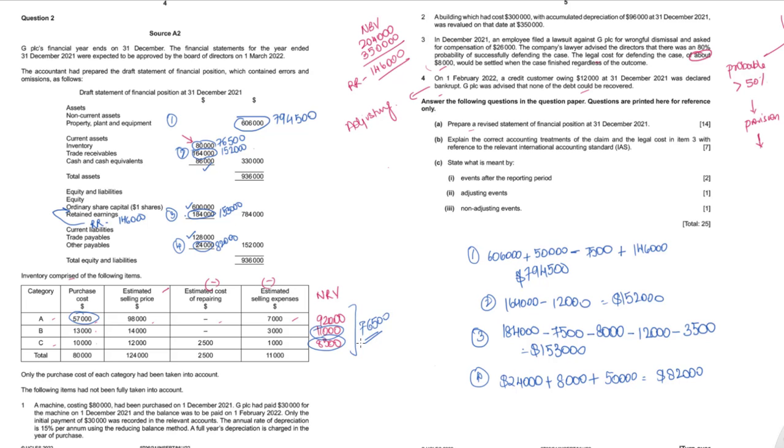And when you then match your balance sheet, it should match. So hopefully we've covered all the items. Part B. Explain the correct accounting treatment of claim and legal cost in item 3.